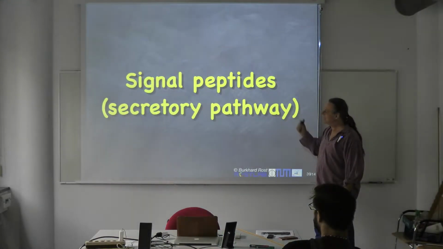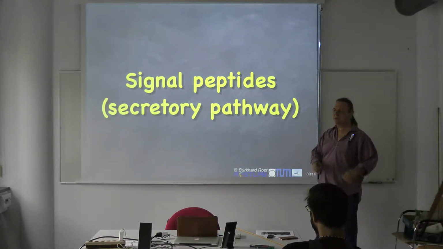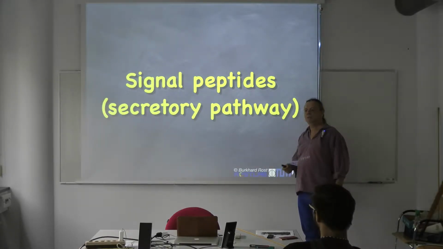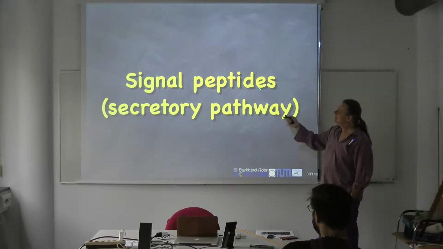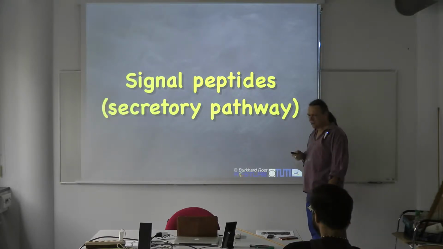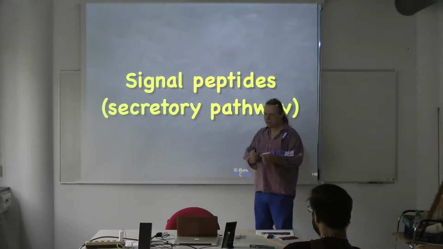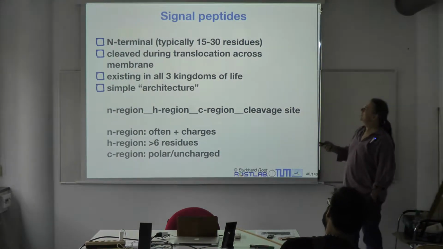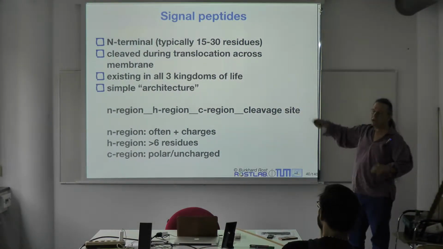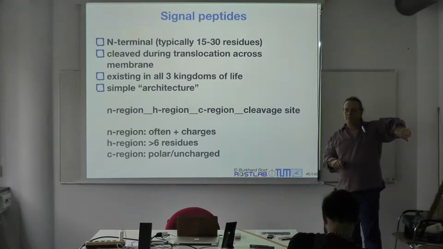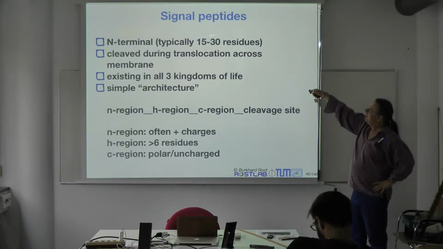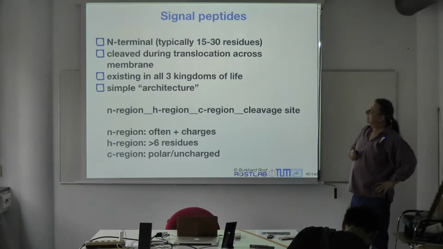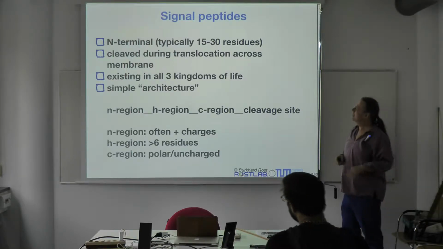Okay, and the ones that leave the cell often are marked by a signal, referred to as a signal peptide. It's called a secretory pathway. Secreted is outside of the cell, put outside. Signal peptide. So the signal is the motif. Peptide is just a stretch of protein. What we know about those is they are typically N-terminal, so at the beginning of the protein. They're typically 15 to 30 residues long. They are cleaved during translocation.